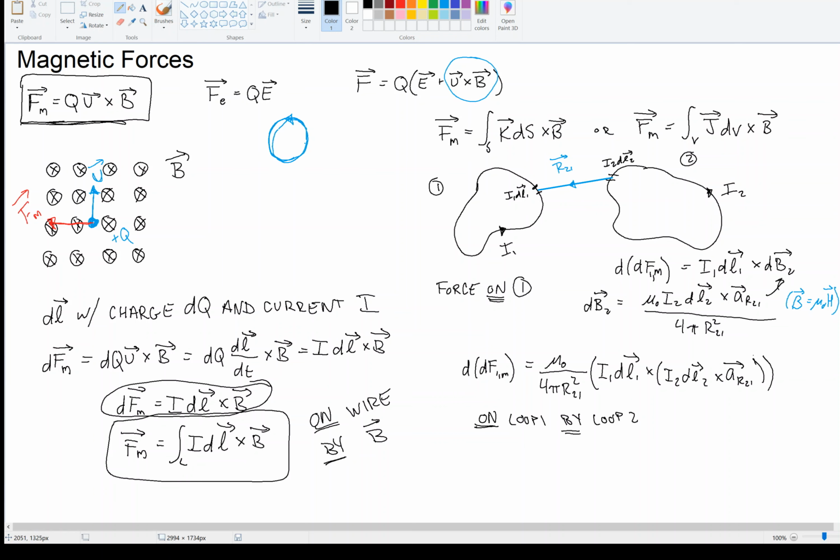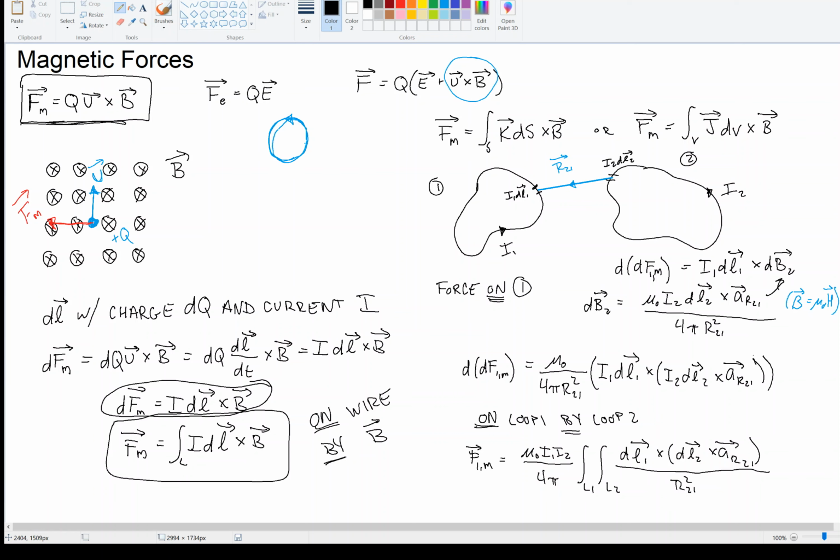So what do we need to do to get the total force now? Well, integrating once isn't enough because we've got two differentials there. We need to integrate once over loop 2 to get the total magnetic field it creates. Then we need to integrate again over loop 1 to get the total force that it feels. And so we get that the force on 1 by 2 is equal to mu0 over 4 pi, with I1 and I2 being constants we can bring out of the integration, integrate over loop 1, integrate over loop 2, and then we've got these cross products over r squared, like that.